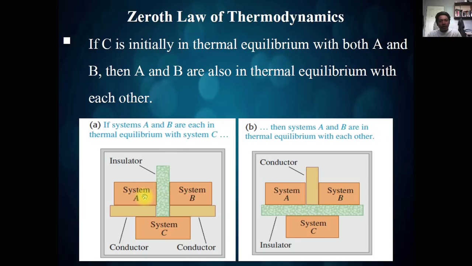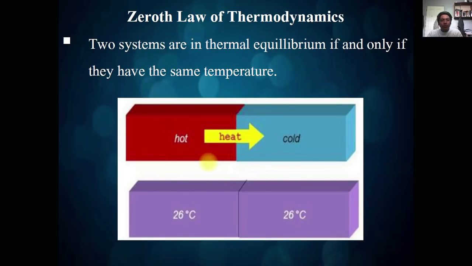So we have a system A and B. If A and B are in thermal equilibrium, for example, with two objects, we put them together. After some time, these two objects will have the same temperature. Two systems are in thermal equilibrium if and only if they have the same temperature. For example, we have a hot object here and a cold object here. Okay? We put them together.